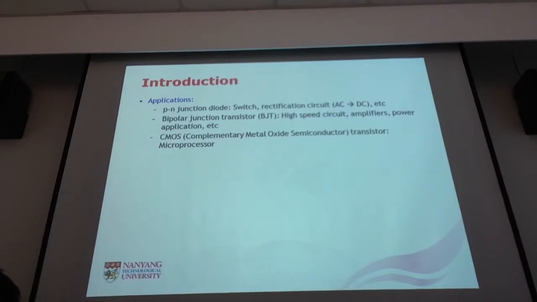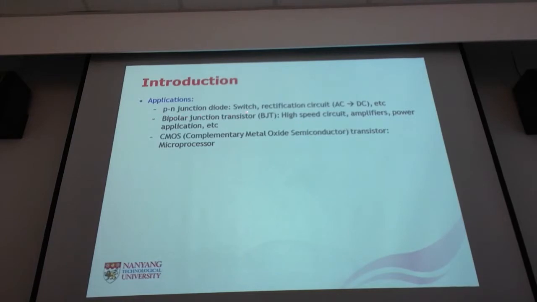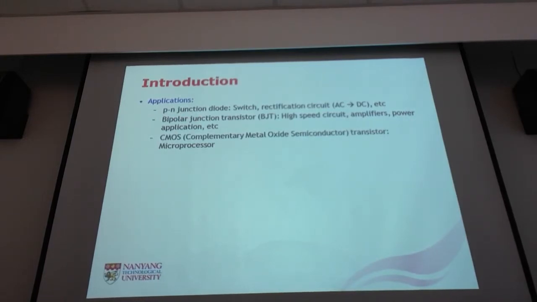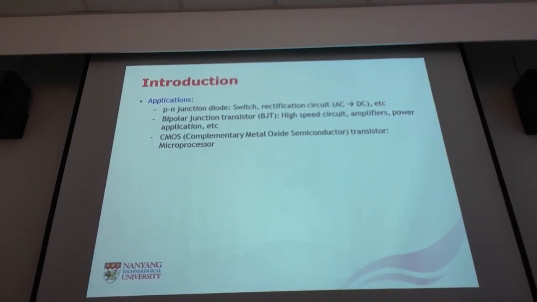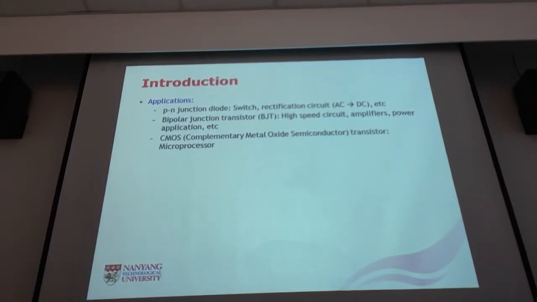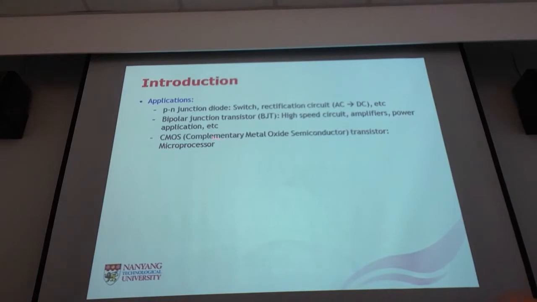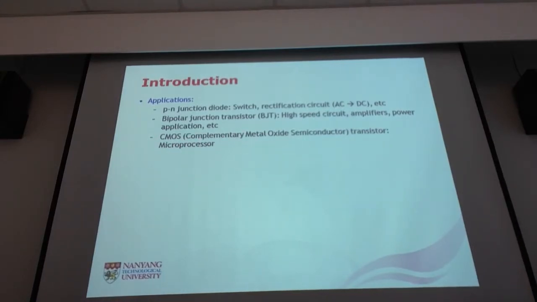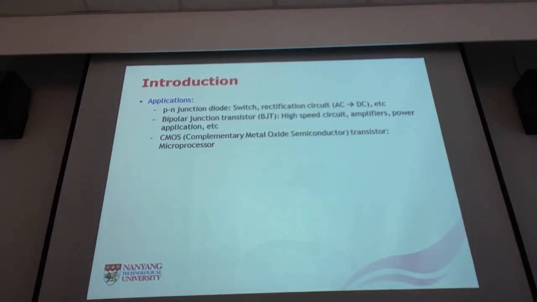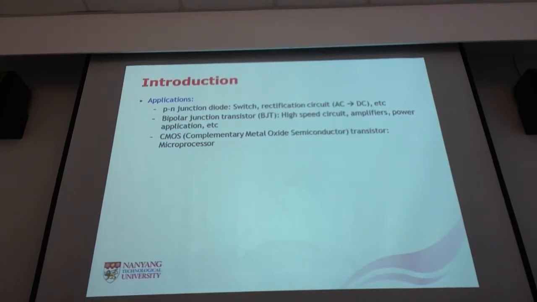For applications of semiconductors, we have the PN junction diode, which can be used as a switch and as a rectification circuit. Based on that, we have the bipolar junction transistor, which is actually two PN junctions connected to each other, like PNP or NPN, which we will talk about later. And the last one is CMOS, complementary metal oxide semiconductor. This is the key part of all electronic products currently.